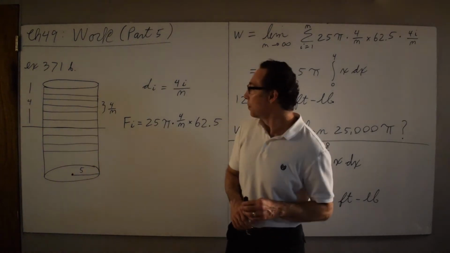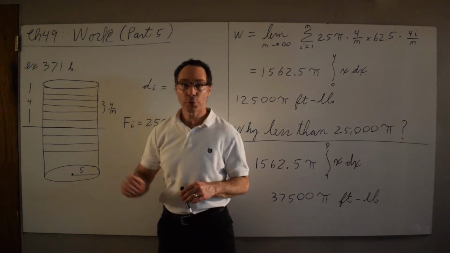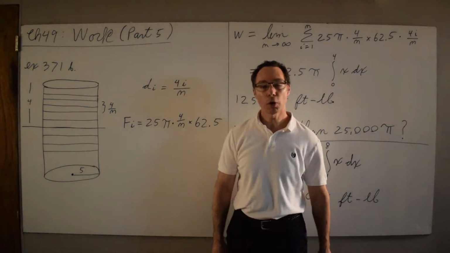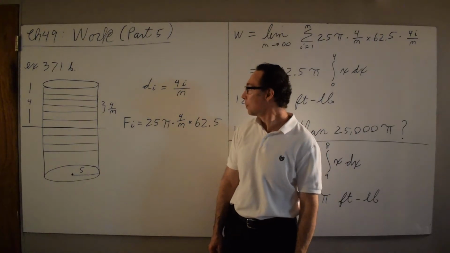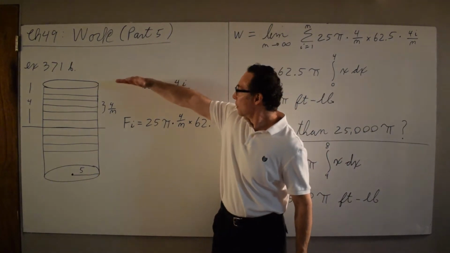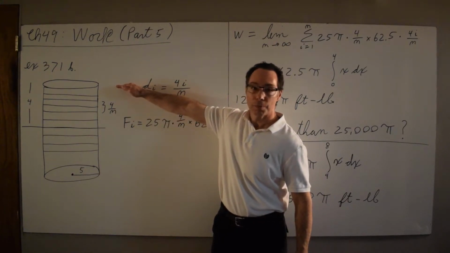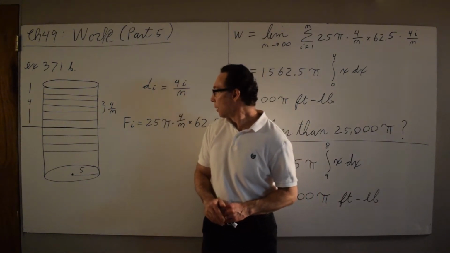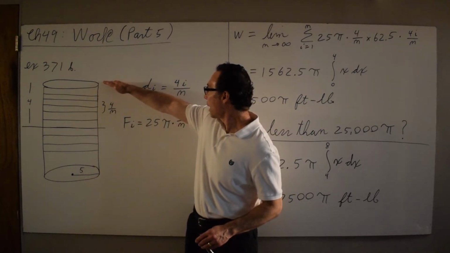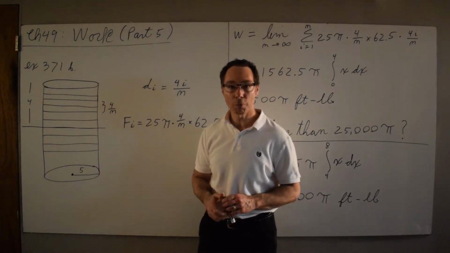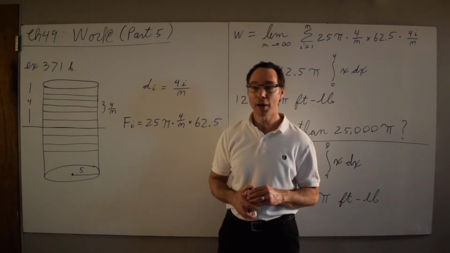In this video, we're going to continue example 371. We're going to look at parts B and C. In part A, we pumped the water out of the tank. In part B, we're going to pump half the water out of the tank. And in part C, we're going to pump this other half of the water out of the tank.